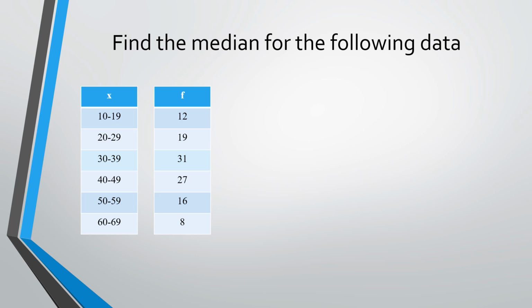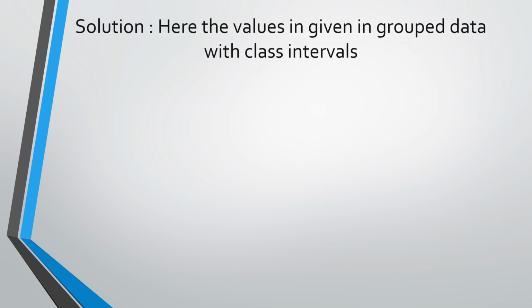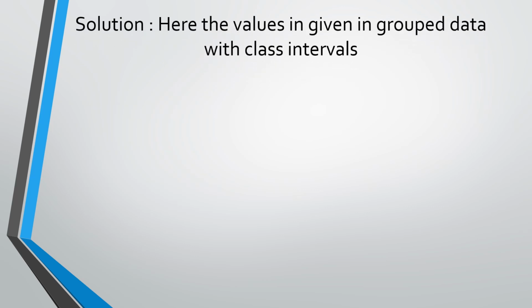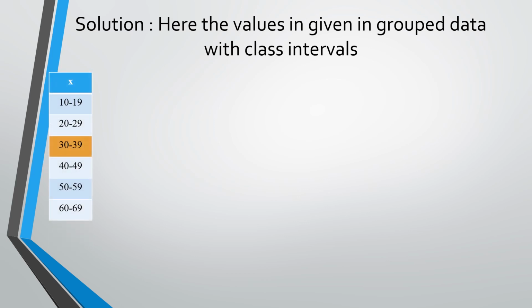And now the solution to find the median in the case of grouped data when class intervals have been given. Here in the question the values of x are given as 10 to 19, 20 to 29, 30 to 39, 40 to 49, 50 to 59, 60 to 69, and the values of the frequency as 12, 19, 31, 27, 16, 8. Then you need to find the summation of f, and that is denoted with n. That is, n is equal to summation of f is equal to 113.